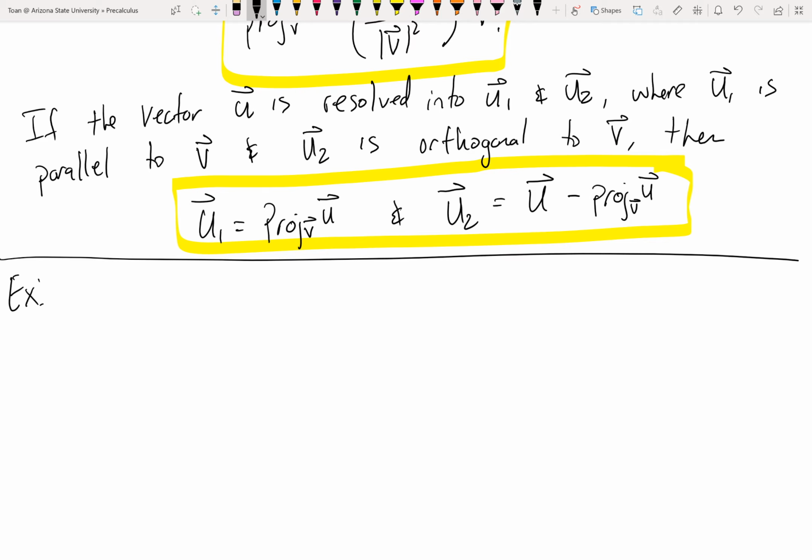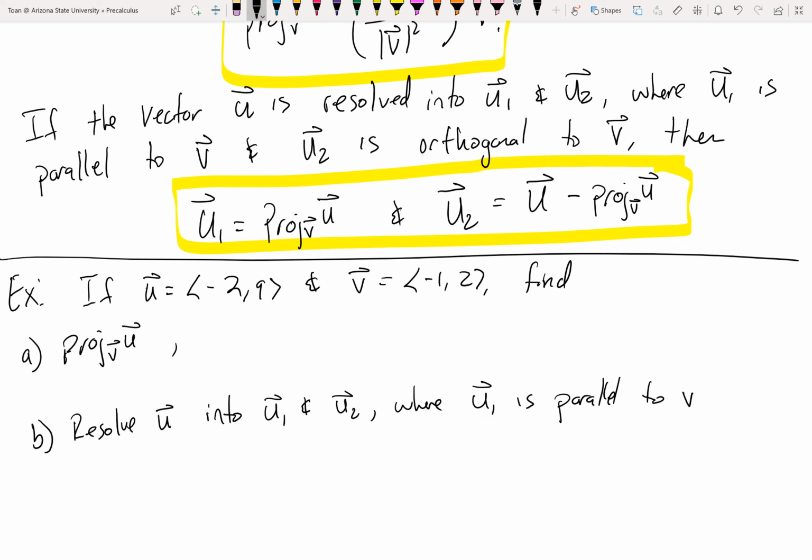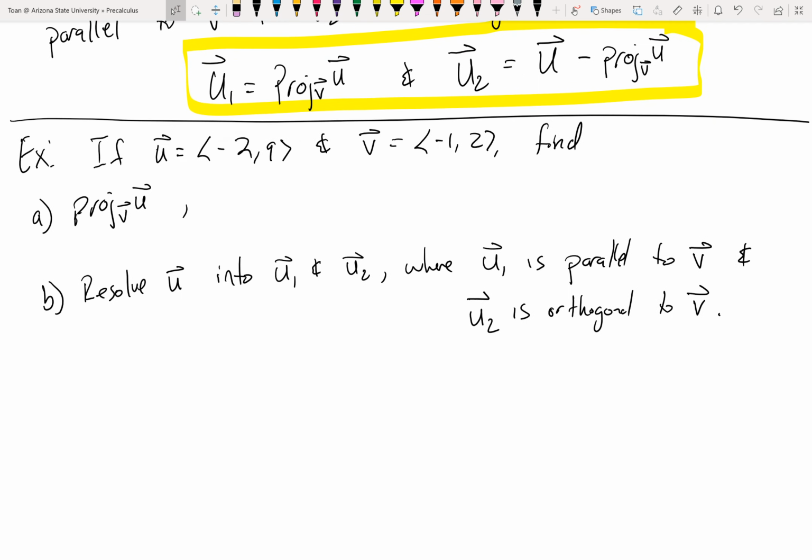So here's an example. If I give you two vectors, say vector negative 2 comma 9 and vector negative 1 comma 2, I'm going to ask you to find the projection of u onto v, and this is how the instructions will say, resolve u into u sub 1 and u sub 2, where u sub 1 is parallel to v and u sub 2 is orthogonal to v. The instruction is going to sound super fancy, but remember, one of it will be the projection, and the answer in A, and the other will be a subtraction.